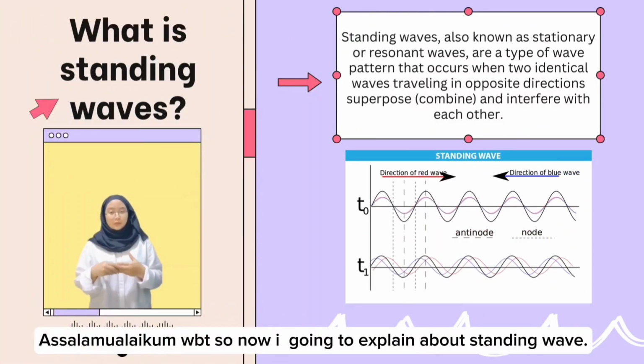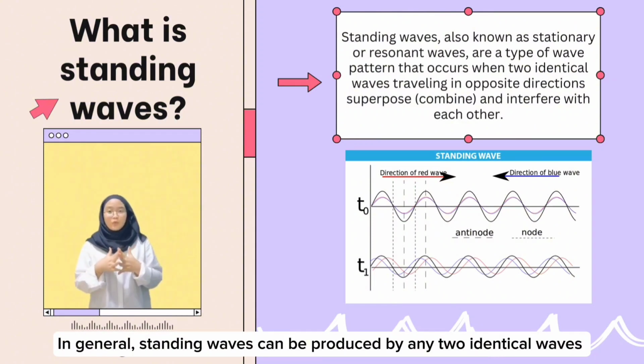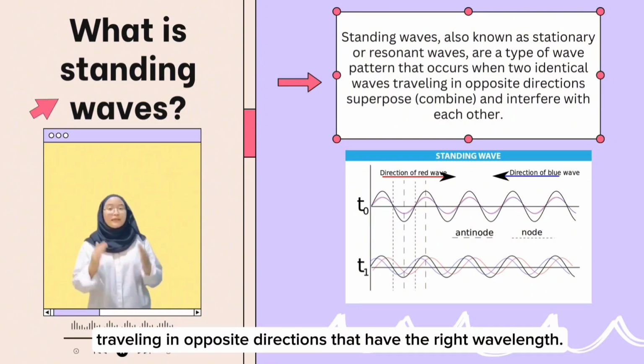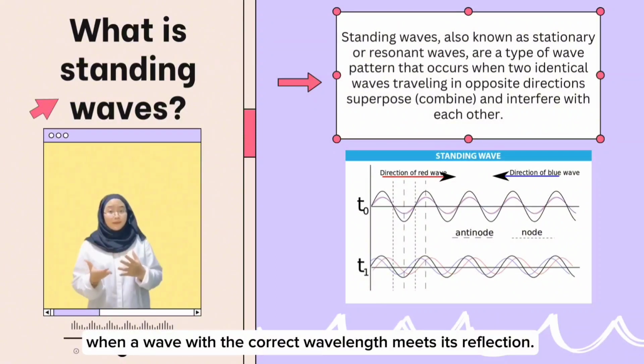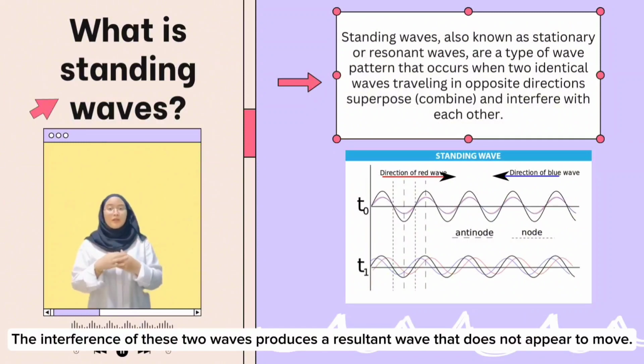Assalamualaikum warahmatullahi wabarakatuh. So now I'm going to explain about standing wave. In general, standing wave can be produced by any two identical waves traveling in opposite direction that have the right wavelength. In a bounded medium, standing wave occurs when a wave with the correct wavelength meets its reflection. The interference of these two waves produces a resultant wave that does not appear to move.